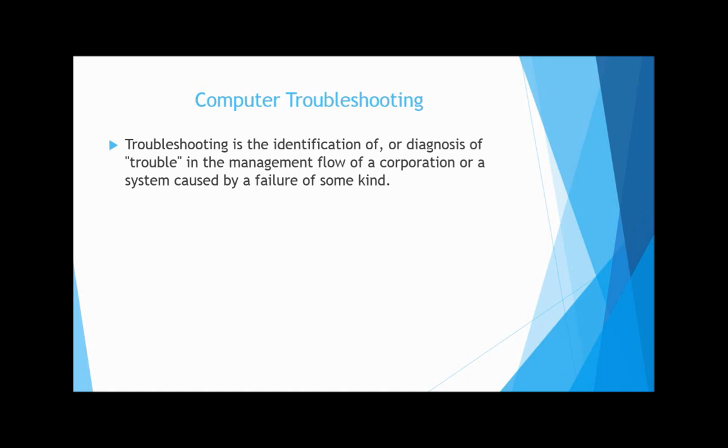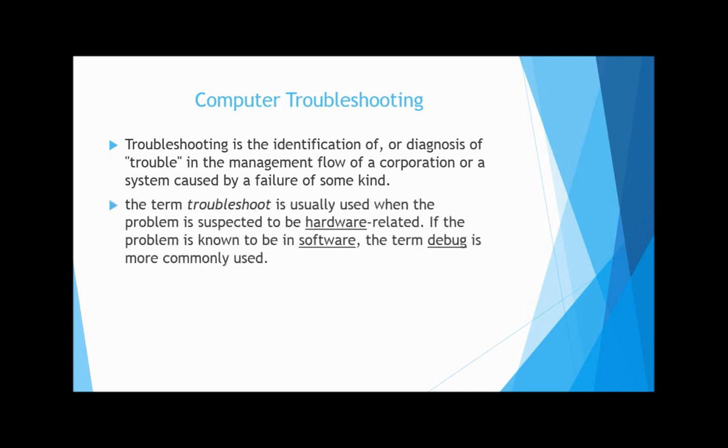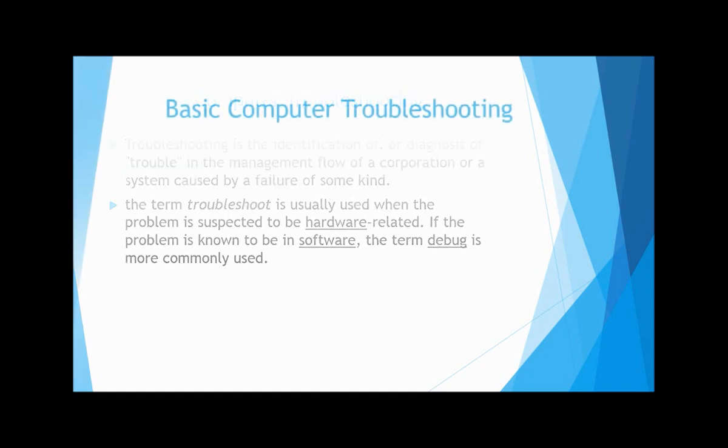In general, troubleshooting is the identification of, or diagnosis of, trouble in the management flow of a corporation or a system caused by a failure of some kind. The problem is initially described as symptoms of malfunction, and troubleshooting is the process of determining and remedying the causes of these symptoms. The term troubleshoot is usually used when the problem is suspected to be hardware-related. If the problem is known to be in software, the term debug is more commonly used. So, I am going to explain the basic computer troubleshooting in this video.